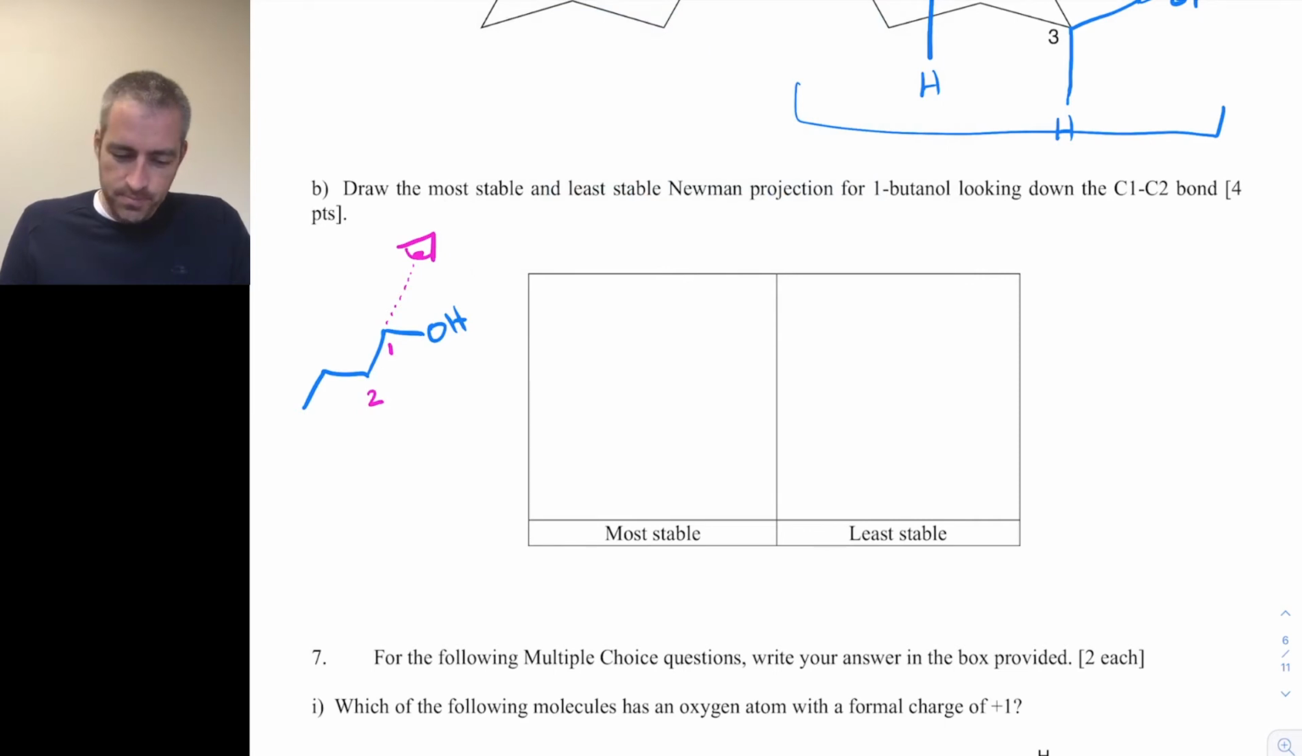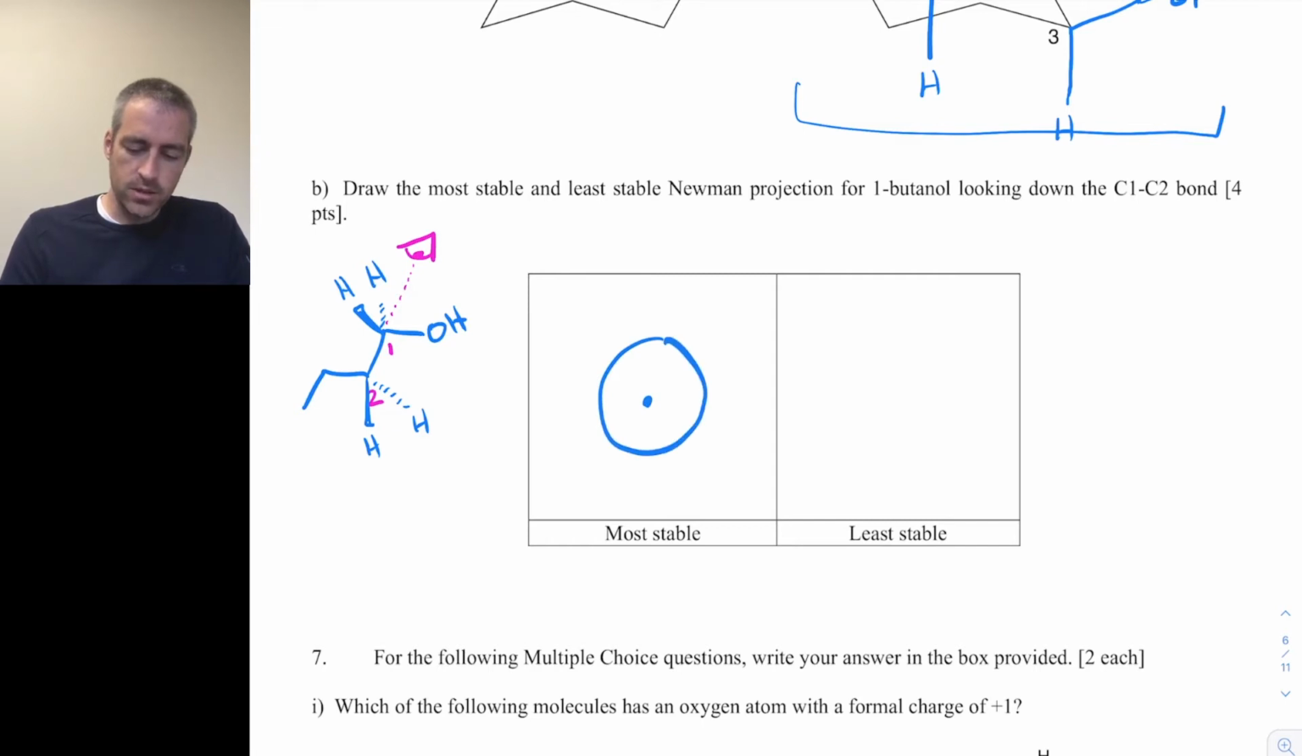All right, that's it. So what else does this have? This also has 2 hydrogens, and carbon 2 also has 2 hydrogens. So what we're going to be looking at then is, in the most stable, we're going to have carbon 1, and then a big circle for carbon 2.